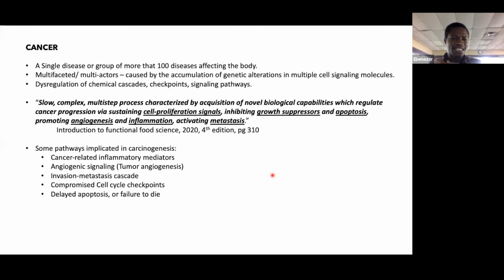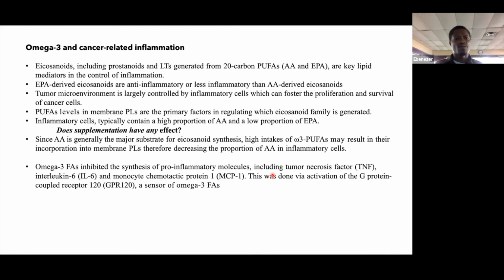Number 2, inhibiting growth suppressors. Number 3, apoptosis, that is cell suicide. Number 4, promoting angiogenesis and inflammation. And lastly, activating cascades of proliferation known as metastasis. Now, what have we heard about omega-3 and cancer-related inflammation? The first thing is that eicosanoids from arachidonic acid, they are key mediators of chronic inflammation.